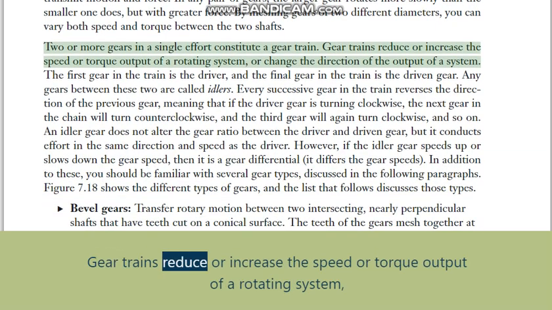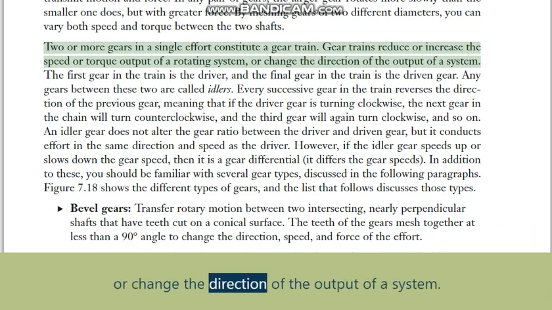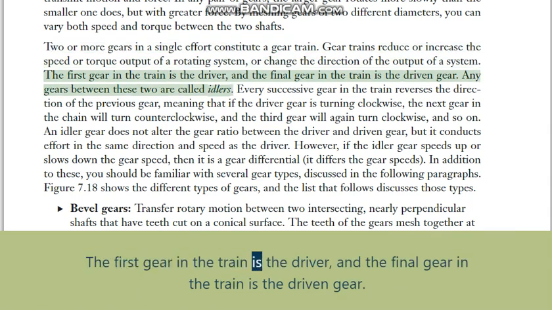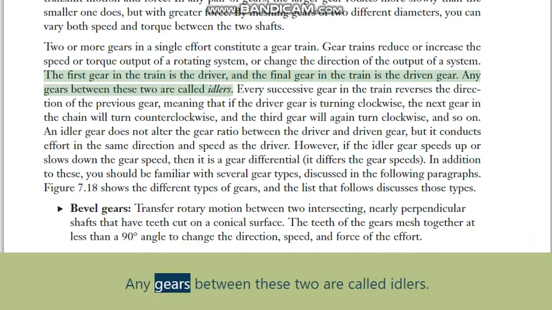Gear trains reduce or increase the speed or torque output of a rotating system, or change the direction of the output of a system. The first gear in the train is the driver, and the final gear in the train is the driven gear. Any gears between these two are called idlers.